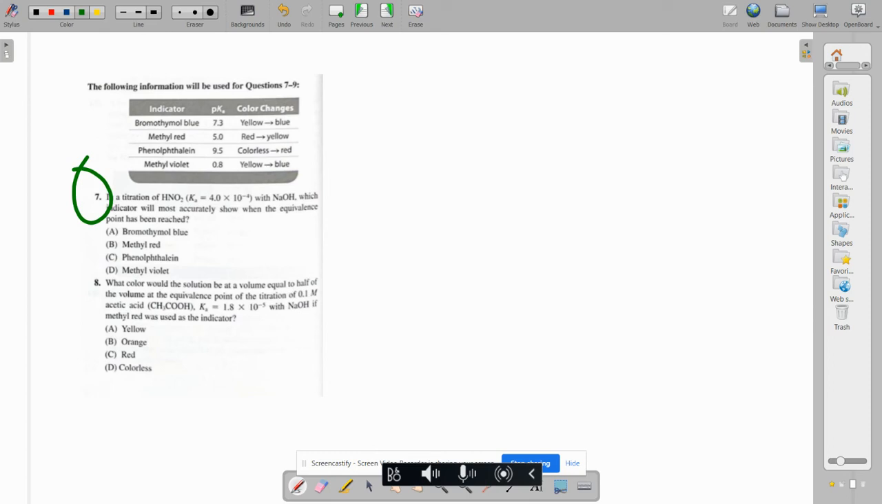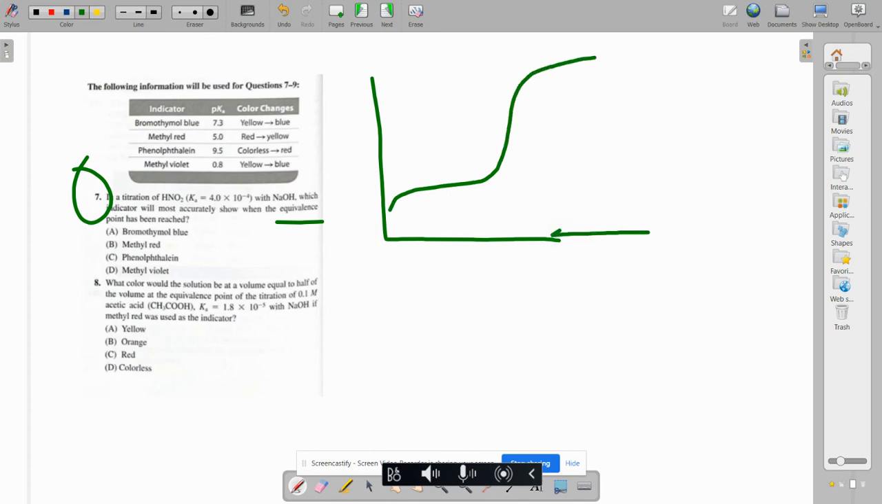It says, in the titration of nitrous acid with NaOH, which indicator would most accurately show when the equivalence point is? So like I said, I'm a visual learner, so I'm going to go ahead and sketch kind of what that titration curve might look like. So here's my good old equivalence point. And I want the indicator to change colors right there.